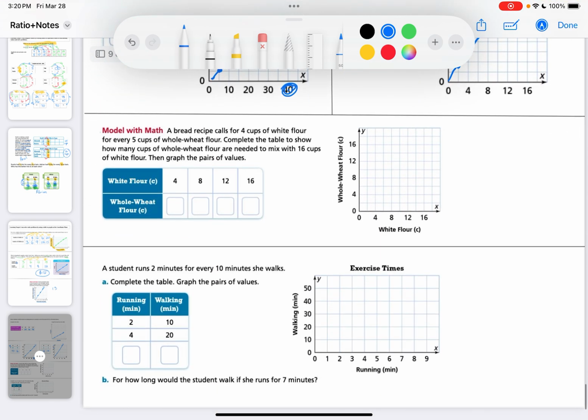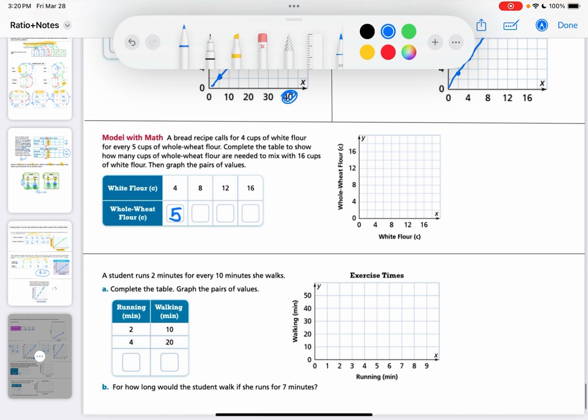All right, model with math. A bread recipe calls for 4 cups of white flour for every 5 cups of whole wheat flour. Complete the table to show how many cups of whole wheat flour are needed to mix with 16 cups of white flour. So I'm going to do my detective work. 4 times 2 is 8. So that means for 8, there would be 10 cups of whole wheat flour. 4 times 3 is 12. So 5 times 3 is 15. 4 times 4 is 16, so that would make this 20.